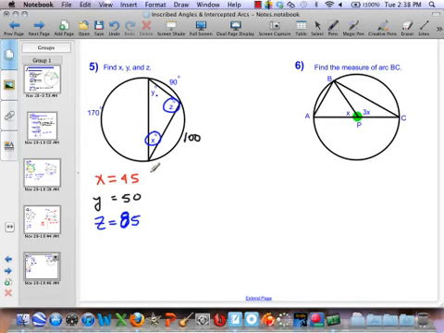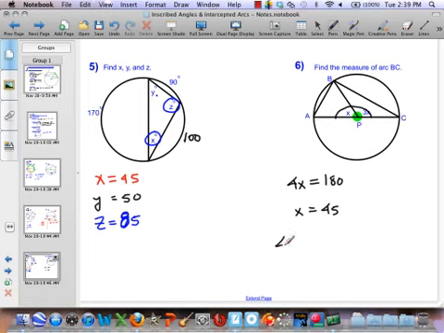What are you trying to find on number 6? Arc BC. Trying to find the measure of arc BC. All right. Well, what is AC? 180, so it's 180. Why is it 180? Because it's the diameter. So understand that these two angles must add up to 180. So 4x is 180. X is 45.